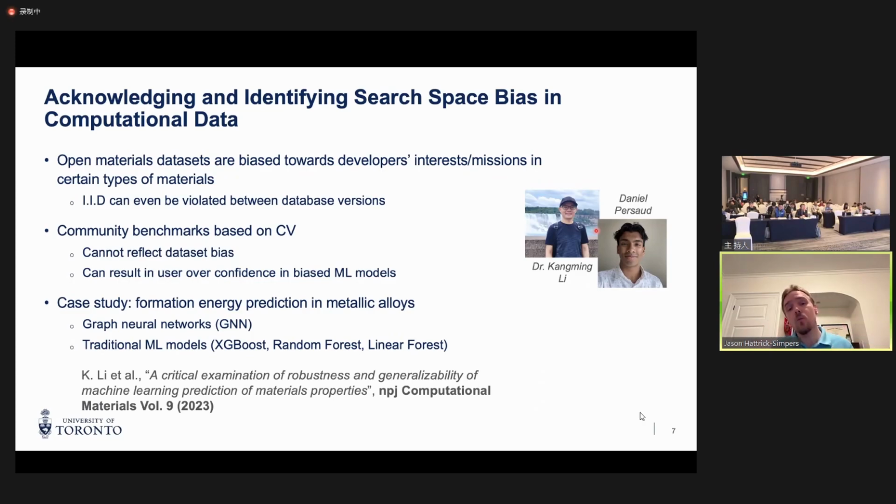So what are we going to do? We're going to use a graph neural network, which is a state-of-the-art tool for AI, best accuracies. And then we're going to use some traditional ML models like XGBoost and Random Forest. And we're going to see what we can find.